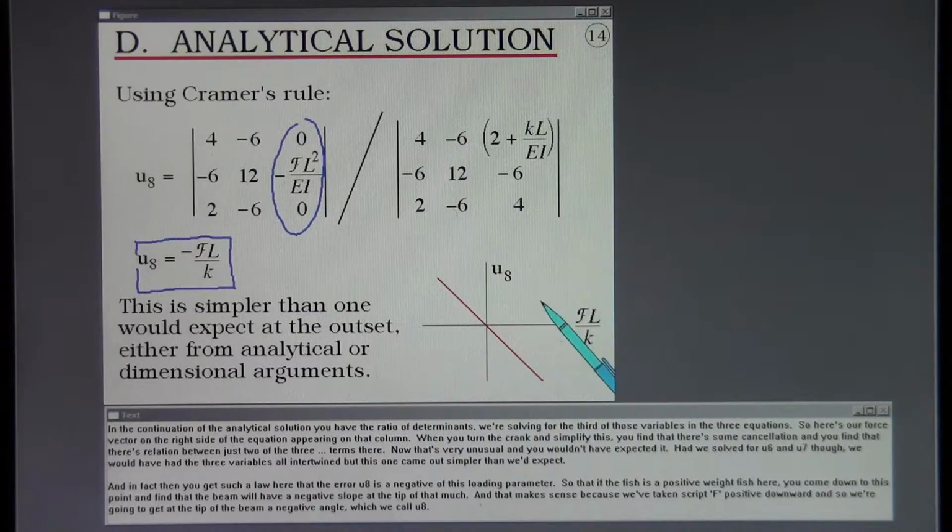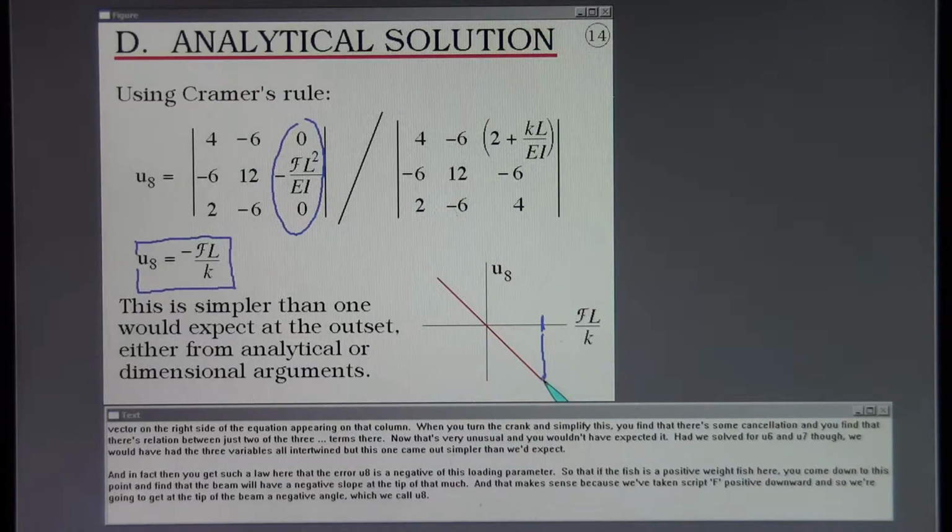And in fact, then you get such a law here that the error U8 is a negative of this loading parameter, so that if the fish is a positive weight fish here, you come down to this point and find that the beam will have a negative slope at the tip of that much. And that makes sense because we've taken script F positive downward, and so we're going to get at the tip of the beam a negative angle, which we call U8.